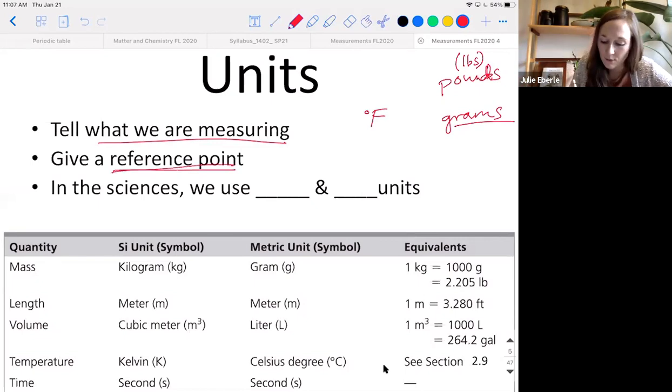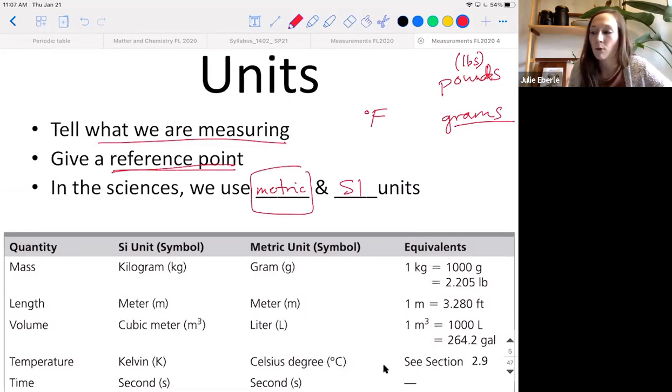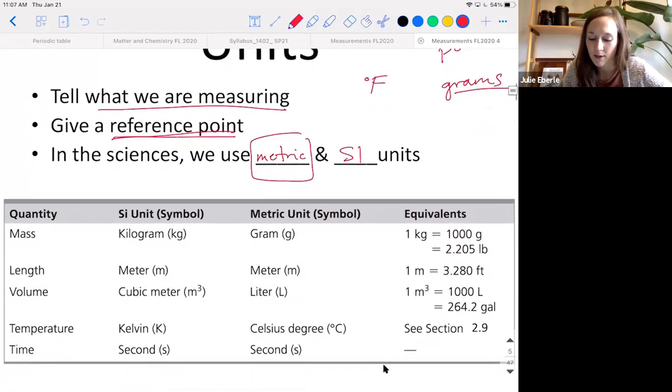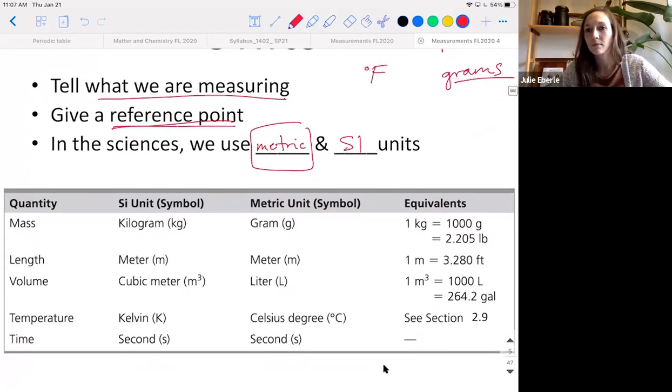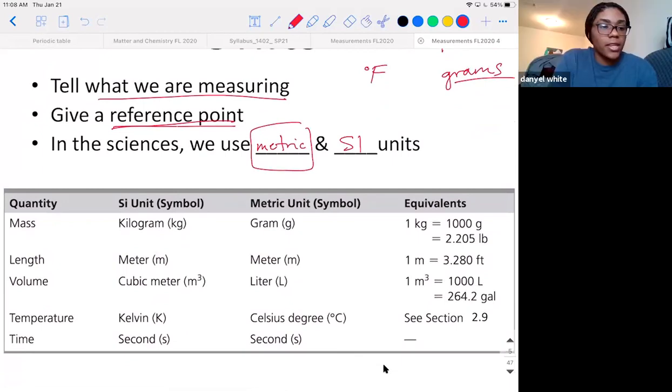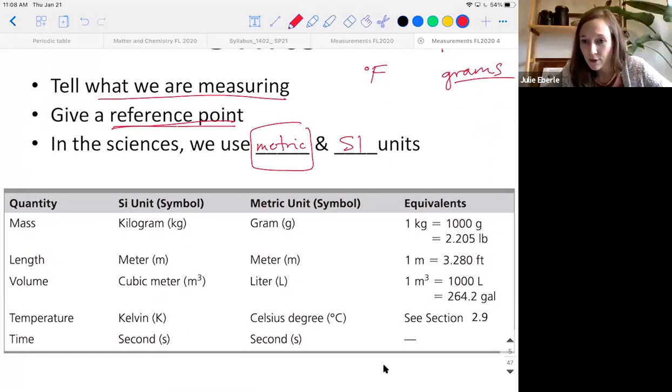Now in the sciences, we use metric and we use SI units, okay? In this course, we're mostly gonna focus on metric units, but I want you to understand there's something called SI units. What this stands for is a system of international units. Can anybody think of why it would be important to have a system of international units? So that everybody can use them. Because of easier communication between languages, yes, right?